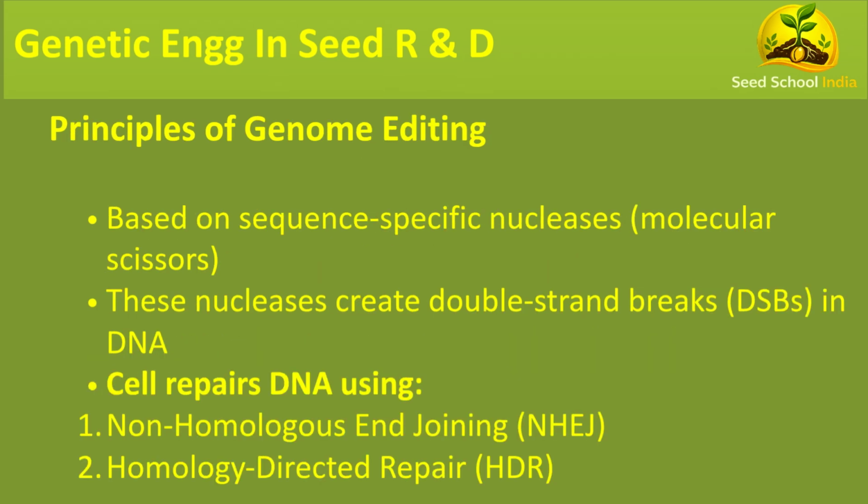The core principle of genome editing involves the use of specialized enzymes known as nucleases, which act like molecular scissors. These nucleases create double-strand breaks in DNA at specific target sites. Once the DNA is cut, the cell activates its natural repair mechanisms to fix the break. This repair process is what scientists exploit to introduce desired genetic changes.